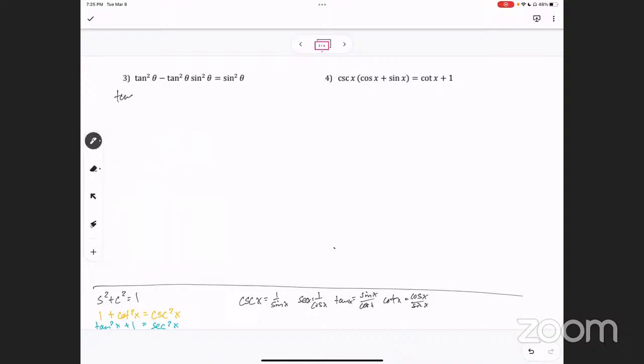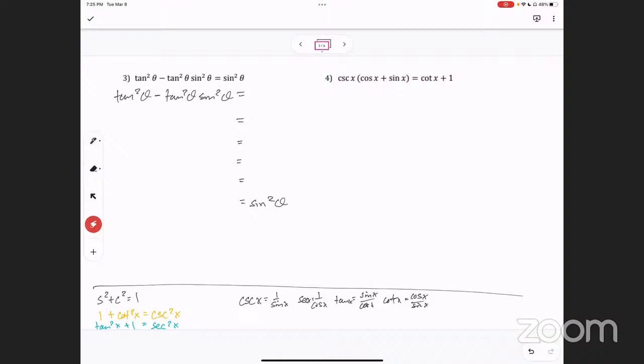Ready? Tangent squared theta minus tan squared theta sine squared theta equals, I want that to equal sine squared theta. I think I can do it in 5 steps. Let's hope so. If not, I just erase it and I make it longer. Okay. Kind of like name that tune. So the first step is I'm gonna now.